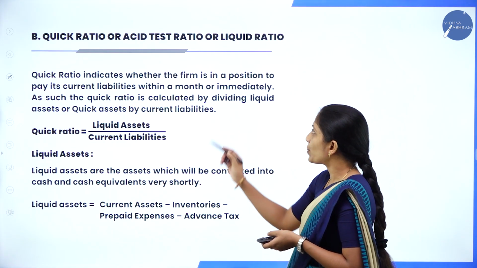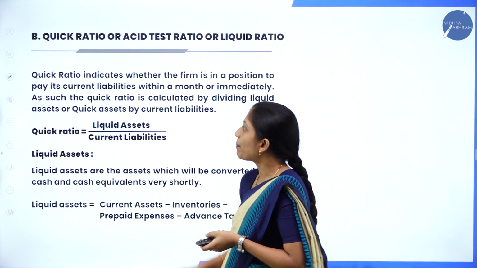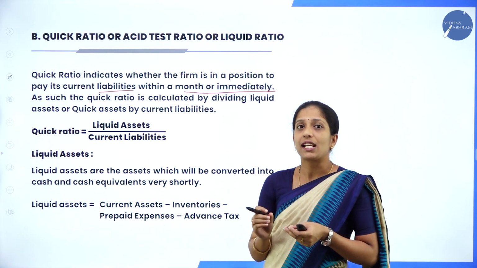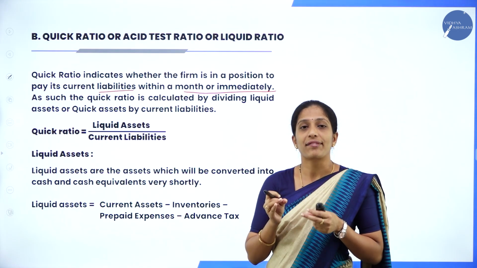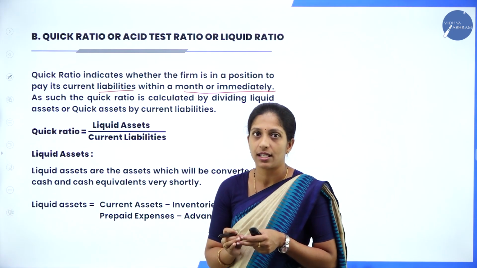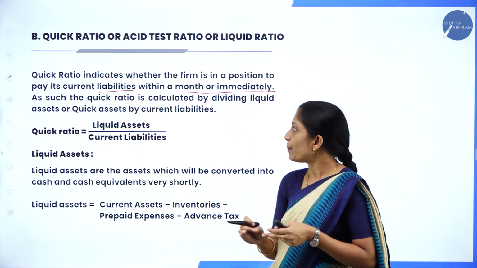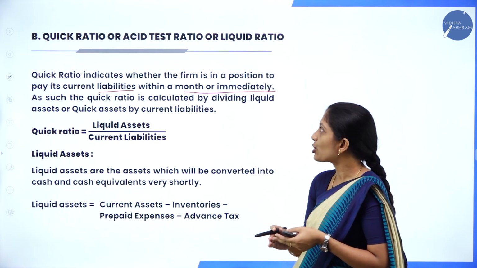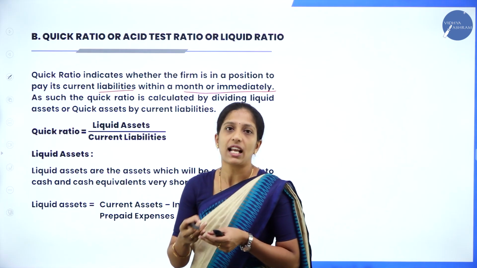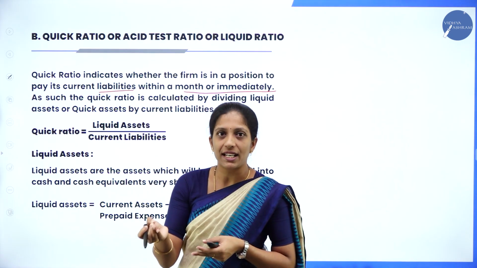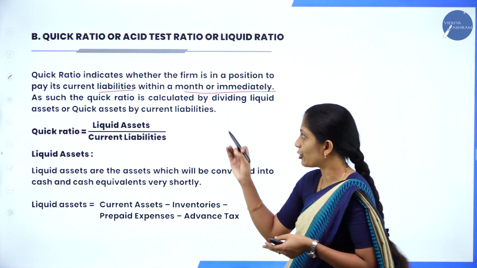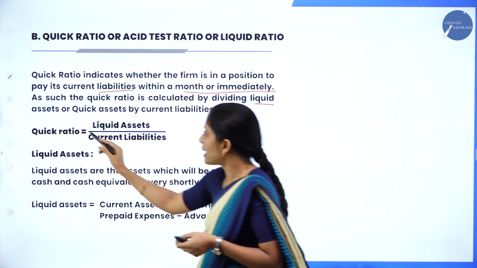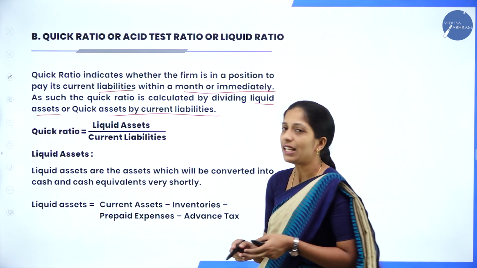Quick ratio indicates whether the firm is in a position to repay its current liabilities within a month or immediately. Now see here, under current ratio, they have given a time duration of 12 months. But on a quick ratio, it has to be paid immediately or within a month. That is known as quick ratio. As such, the quick ratio is calculated by dividing liquid assets or quick assets by current liability.